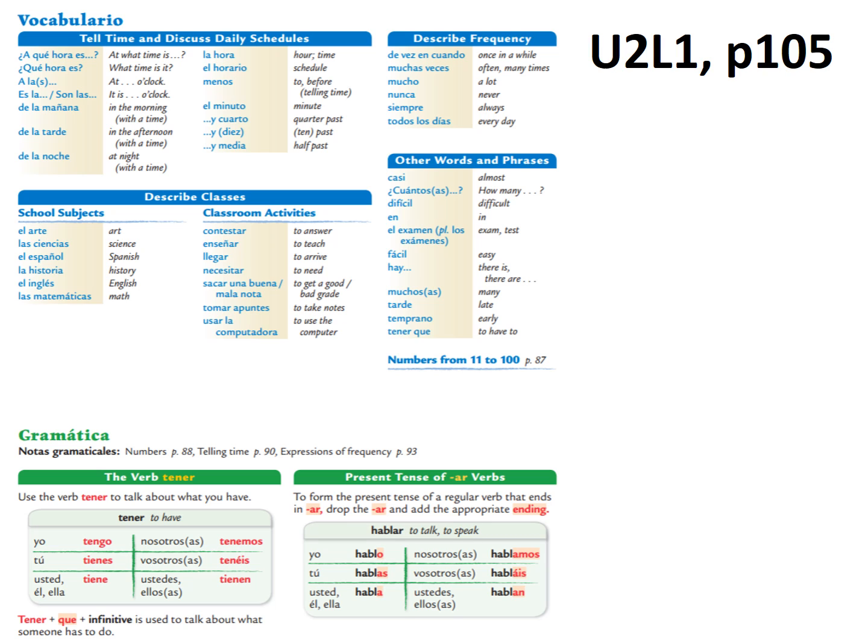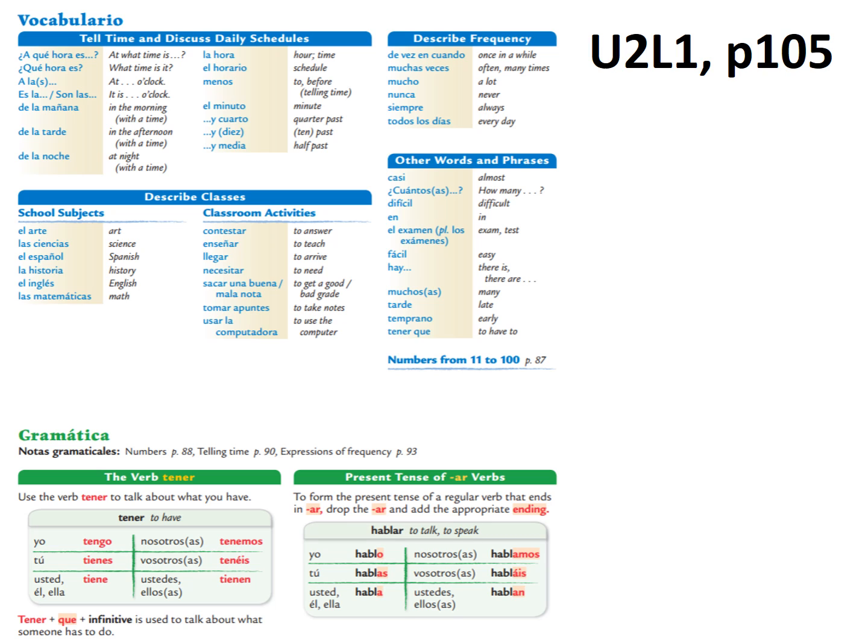Ellos tienen, they have. Tener plus que plus an infinitive is used to talk about what someone has to do. So tengo, tienes, tiene, tenemos, tenéis, and tienen with que, and then an infinitive verb after that will be how we say someone has to do something. So tengo que comer, for example, I have to eat. Tengo que hacer la tarea, I have to do the homework.